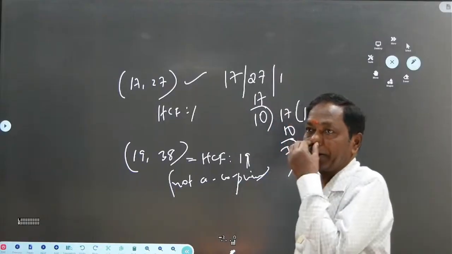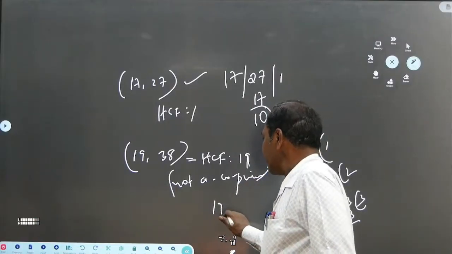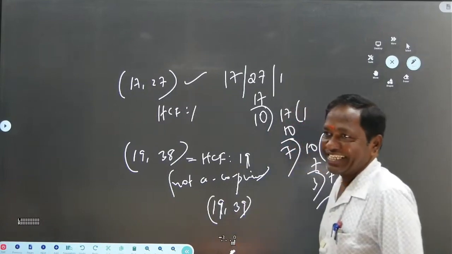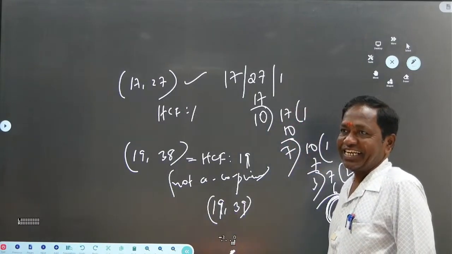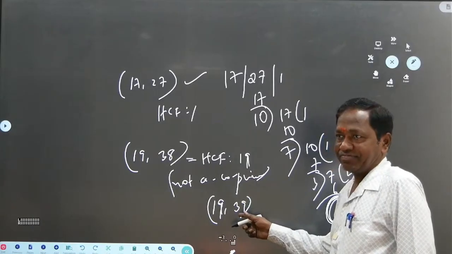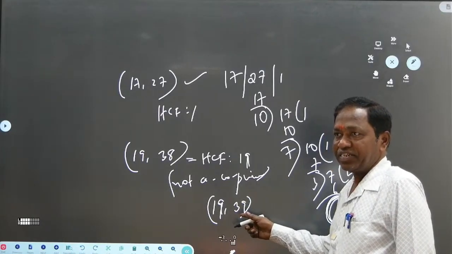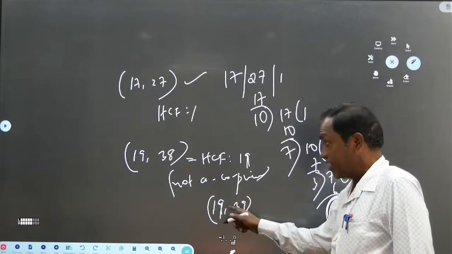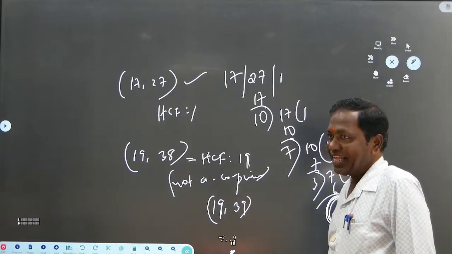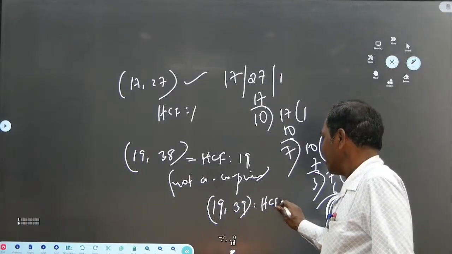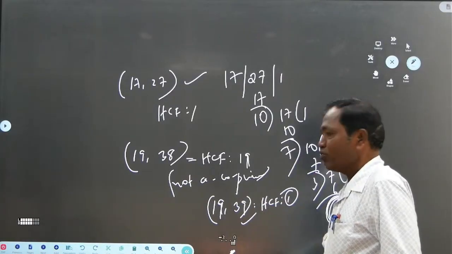Like, if you write 19 and 39, 39 is odd. See, this is a multiple of 3. 3 plus 9, 12. Multiple of 3. Okay. 19 is a prime number. This HCF is 1. So it is co-prime.